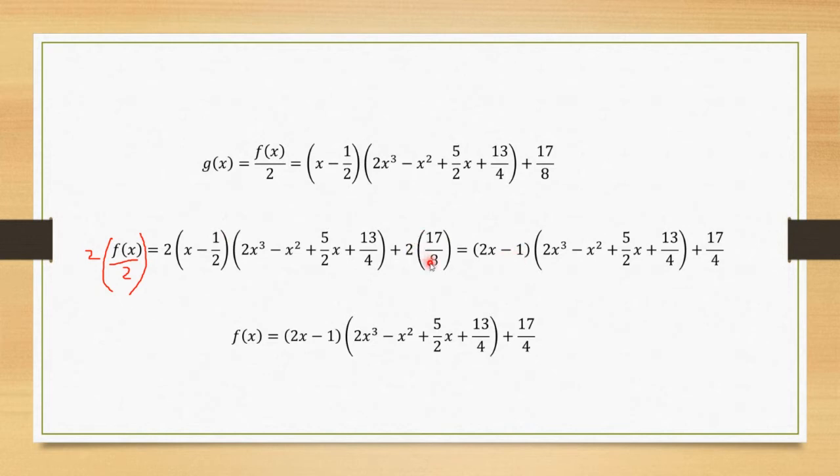2 times 17 over 8. 2 over 8 is 1 over 4. Then we have the 17. So when the dust settles, we get this. So we have our f of x. Okay, that's good. All right.